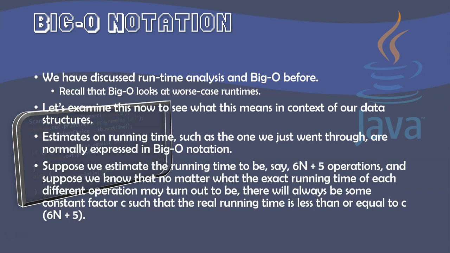Suppose we estimate the runtime to be, let's say, again, 6n plus 5 operations, and suppose we know that no matter what the exact runtime of each different operation may turn out to be, there will always be some constant factor, c, such that the real running time is less than or equal to c times 6n plus 5.